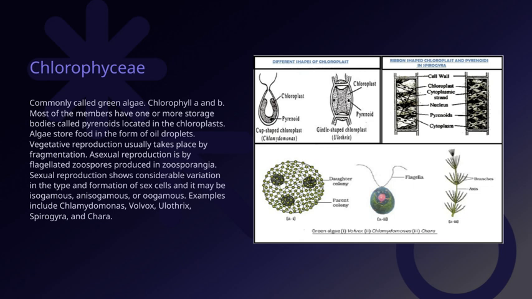Sexual reproduction, however, shows a lot of diversity among different species. Some are isogamous, meaning the sex cells are similar. Others are anisogamous, with different-sized gametes. And some are oogamous, involving a large non-motile egg and a smaller motile sperm. Examples of green algae include familiar organisms like Chlamydomonas, Volvox, Ulothrix, Spirogyra, and Chara.